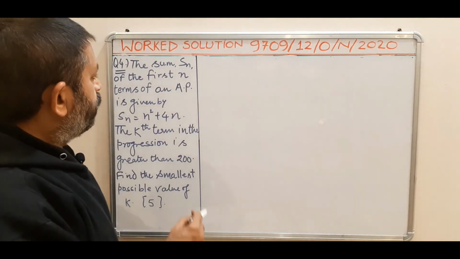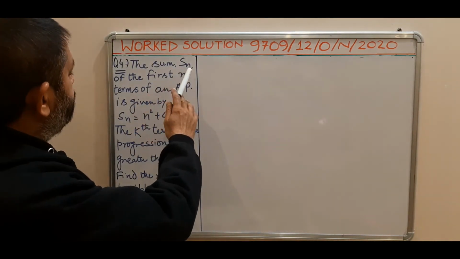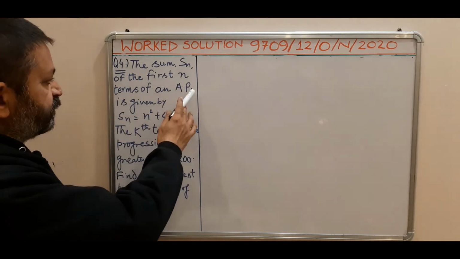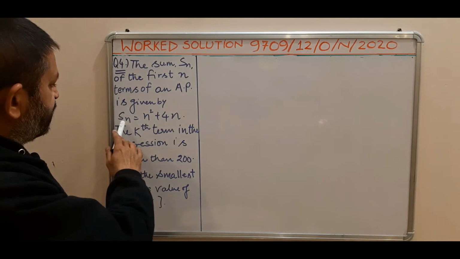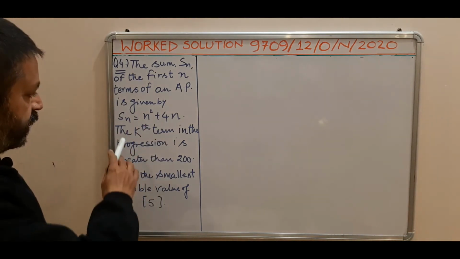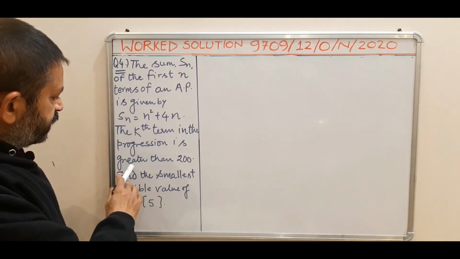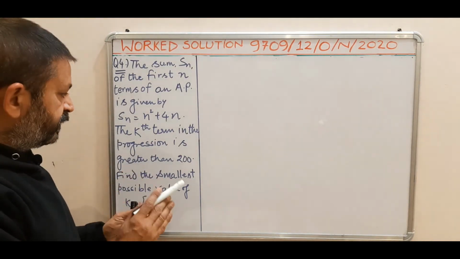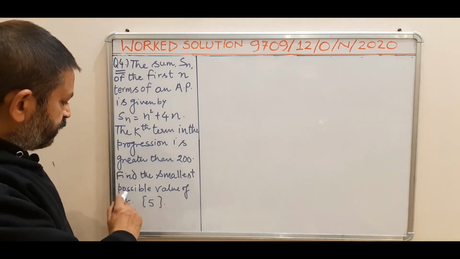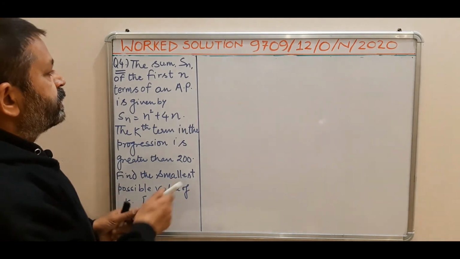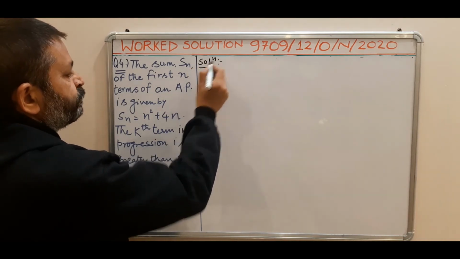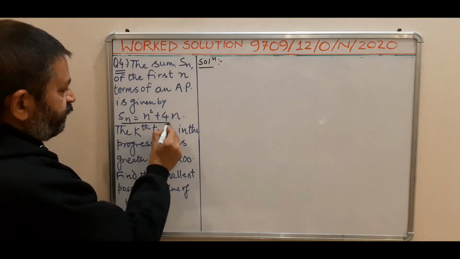Question number 4. The sum Sn of the first n terms of an AP, that is arithmetic progression, is given by Sn = n² + 4n. The kth term in the progression is greater than 200. Find the smallest possible value of k. So this question is based on arithmetic progression. Sn, the sum of n terms, is given.